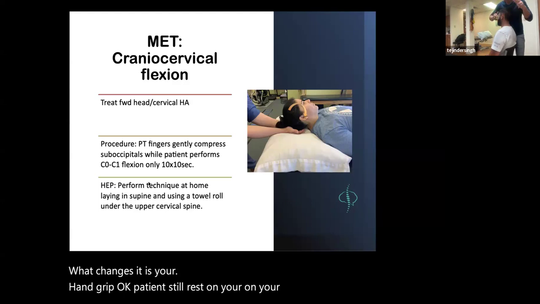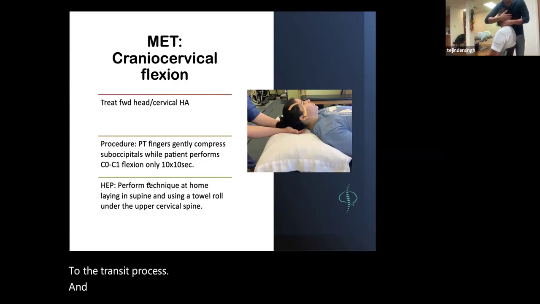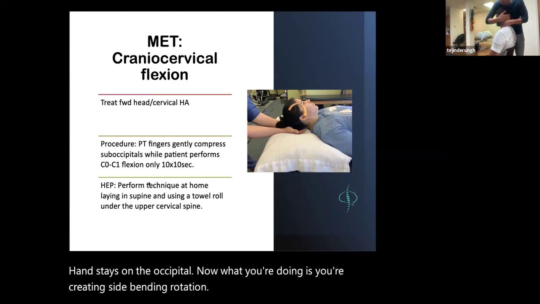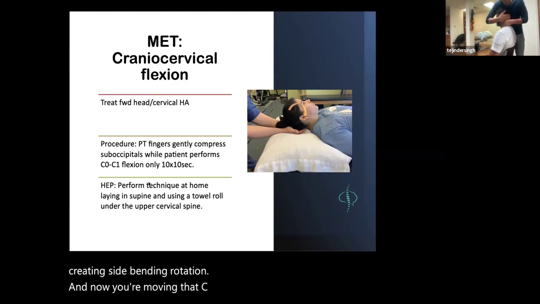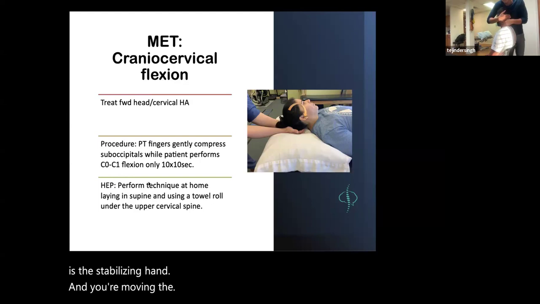Okay, now you're gonna go anterior to the transverse process. Okay, and the hand stays on the occiput. Now what you're doing is you're creating side bending rotation, and now you're moving that C1. Manipulating hand is your C1. This is the stabilizing hand, and you're moving the C1 posteriorly. Okay. Not a hard technique.